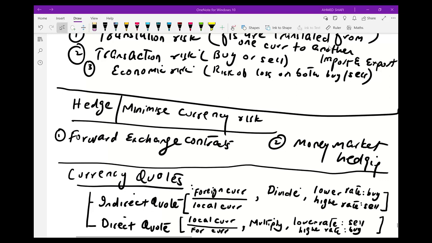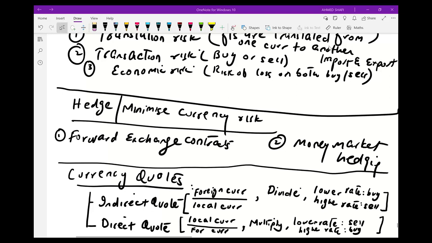Since my home currency was dollar, and dollar is coming in denominator, so when local currency is in denominator, it's an indirect quote. You divide to convert, and your lower rate is basically the buying rate, and higher rate is basically the selling rate.